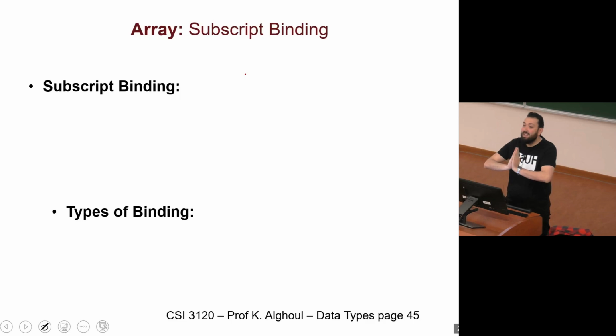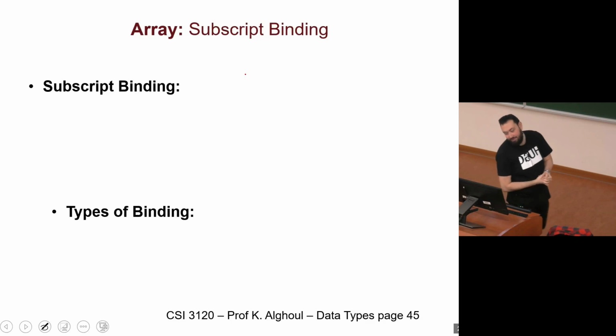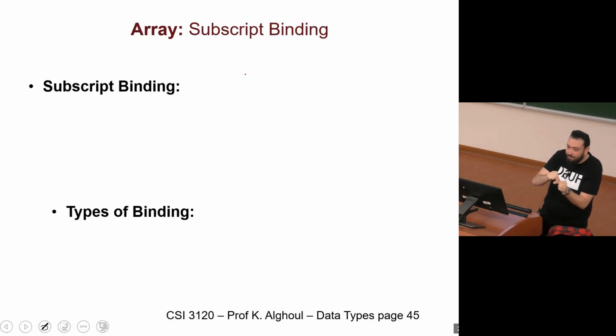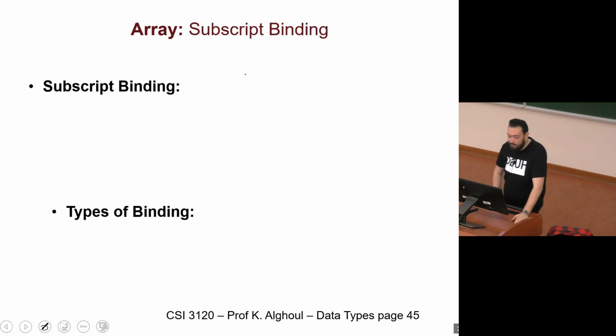Now, what is the idea here of subscript binding? Because what we've talked about so far is the length or the initialization of an array. We said, okay, if this is static or dynamic, I'm allocating memory and all of these things. But what about the indexes in this array? So there is also the index binding, not just the array itself. That's what we're going to talk about a bit here.